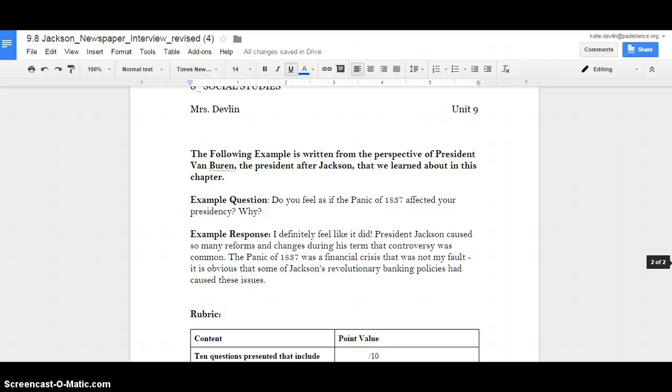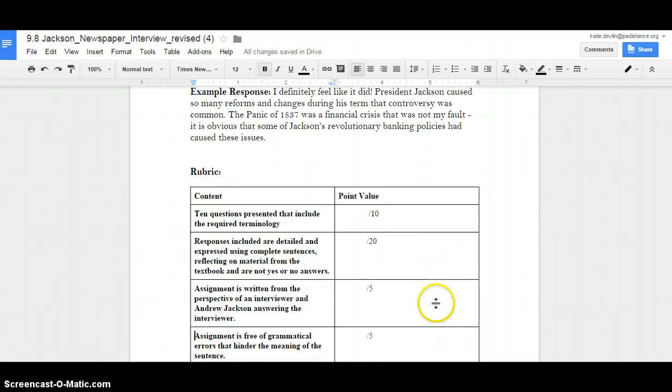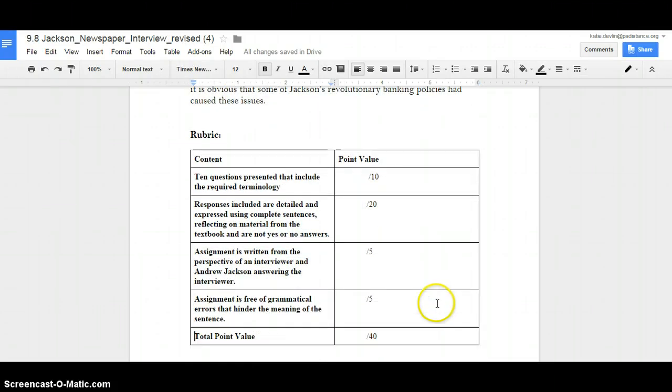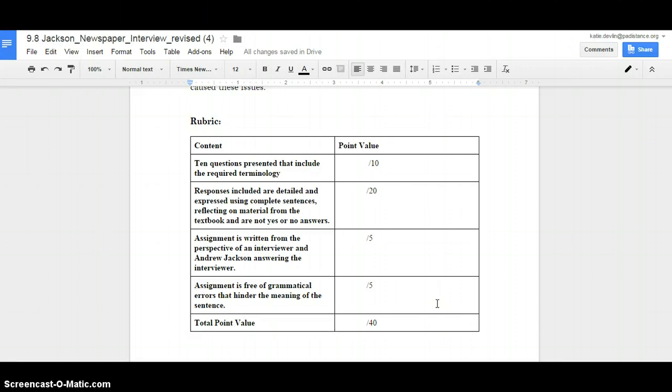And most importantly, how are you going to be graded on this? Here's the rubric. You will be given 10 points for giving me 10 questions. Not 8, not 7, not 6, 10. 10 questions using the 10 topics that I have given you, and if they are presented and include the required terminology. So 10 topics, I see a term in each of those questions.